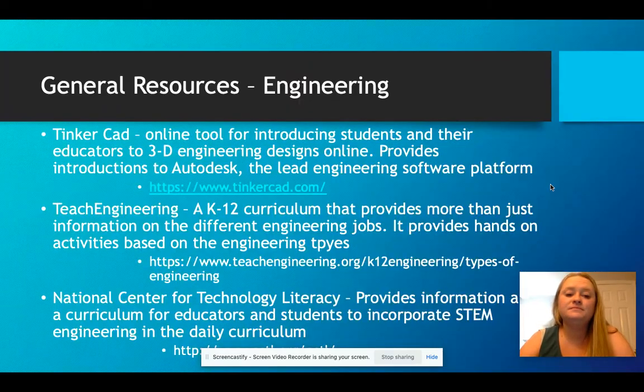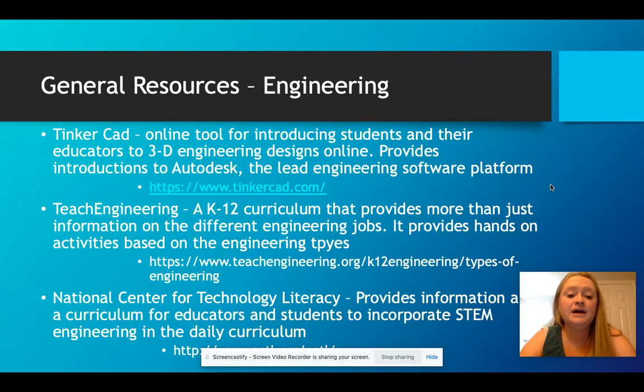Engineering. General resources for engineering. Tinkercad. This is a really big one. I've actually even again used this with my students in their technology education classes. It's an online tool for introducing students and educators to 3D engineering designs online. It provides introductions to Autodesk, the lead engineering software program.